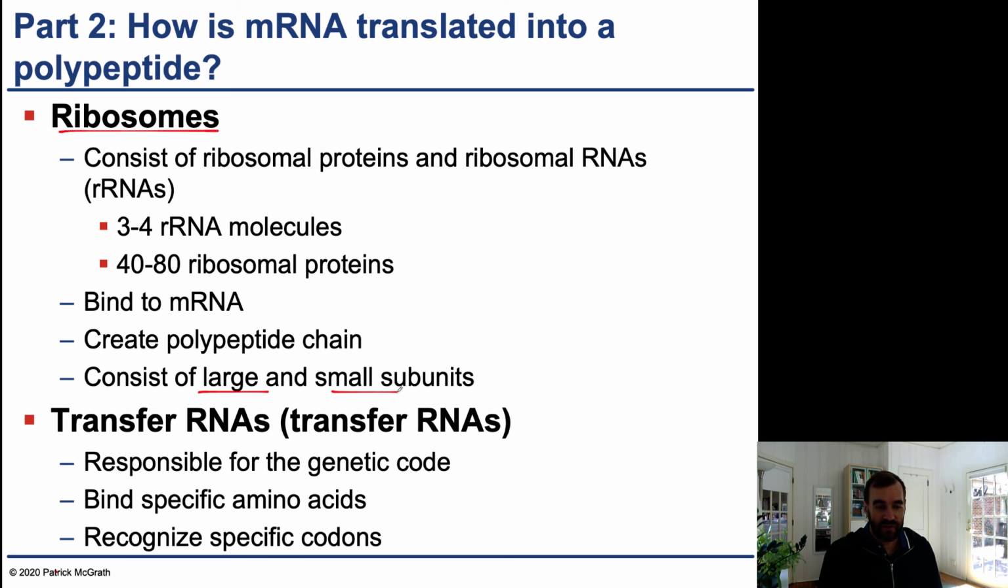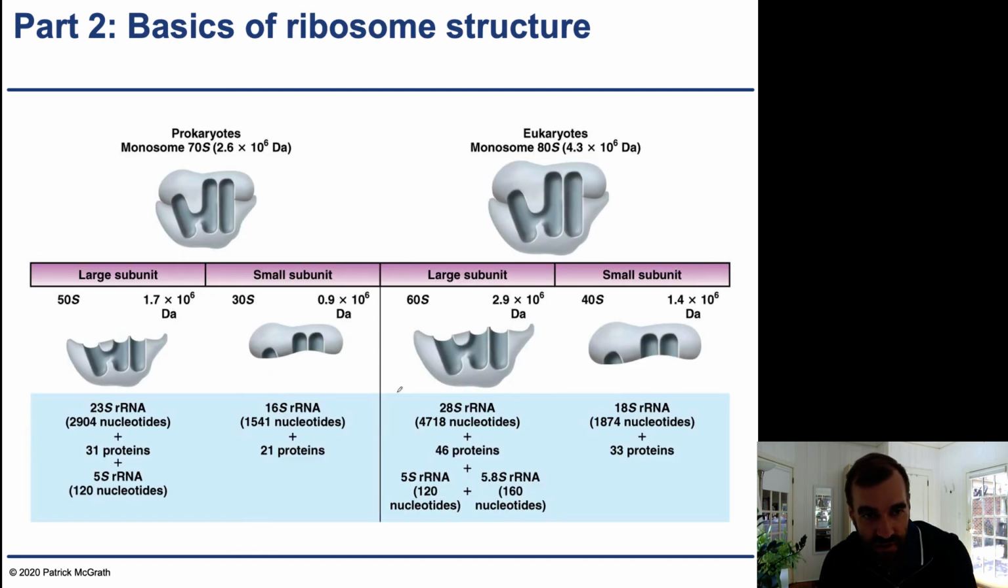They actually have 2 very specific parts. One part recognizes a codon, and one part binds to a specific amino acid. And that's how the genetic code is enforced.